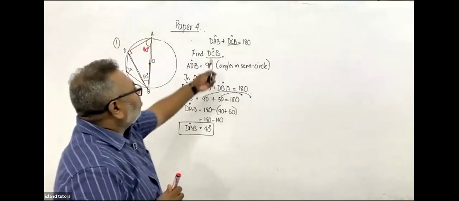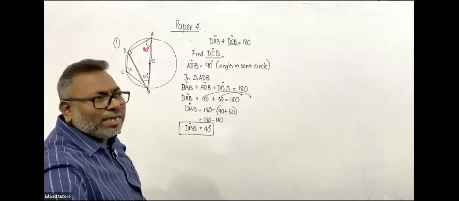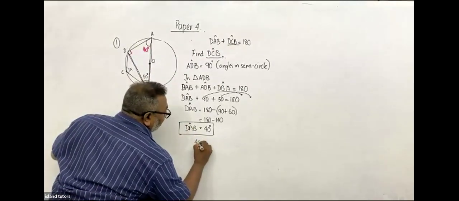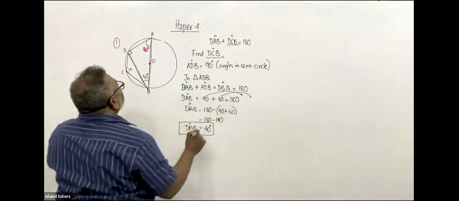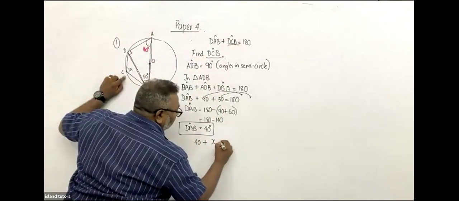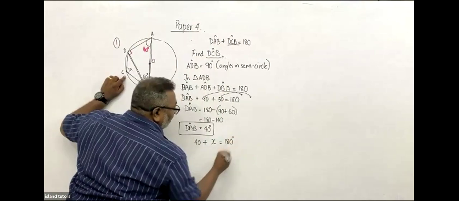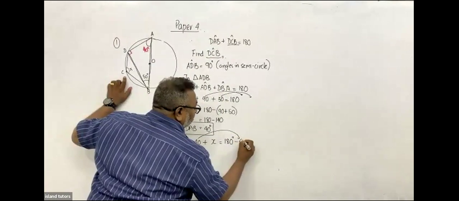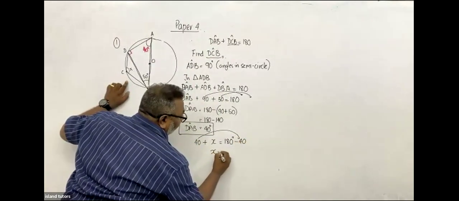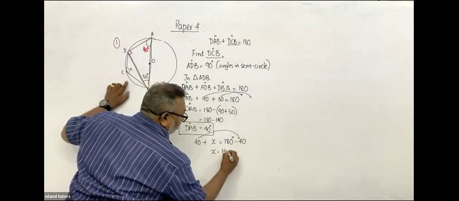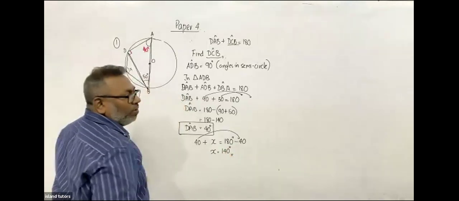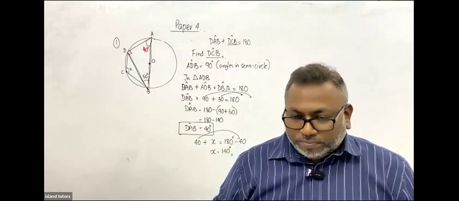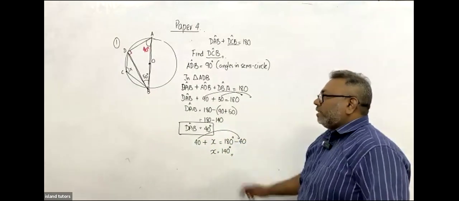Now, plug it into this. DAB plus DCB is equal to 180. DAB is 40. DCB angle is x, equal to 180. Solve for x, take the 40 to this side. We're going to subtract. x therefore is 180 minus 40. We're getting 140 degrees.